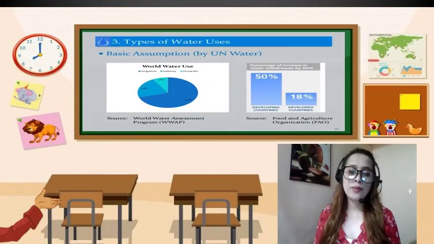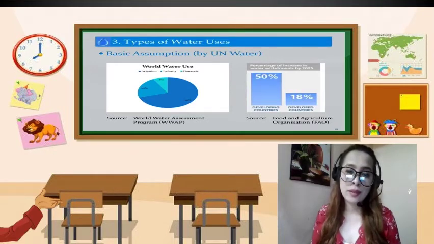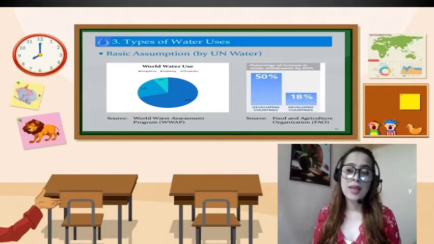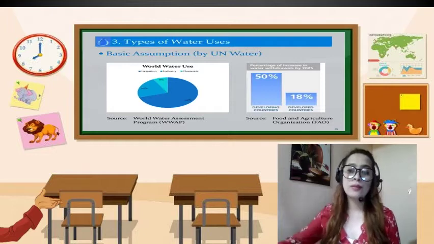Now, according to the UN, we have these types of water uses. In the world water use, they consider this percentage wherein irrigation has the highest consumption, followed by the industrial use of water, and the last one is the domestic use of water in our different homes.